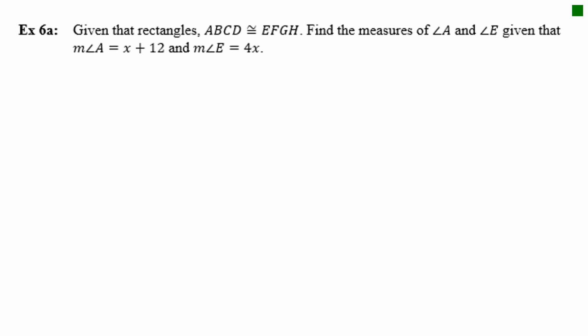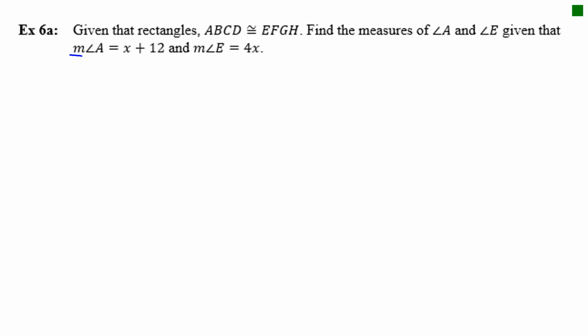Example 6a. Given that rectangle ABCD is congruent to EFGH, find the measures of angle A and angle E, given that the measure of angle A is equal to x plus 12, and the measure of angle E is equal to 4x. This is similar to the previous example we just did, except now instead of finding the sides, we're finding the measures of angles. Keep in mind that this M in front of the angle just means measure. So we're trying to find the measure of angle A, we're trying to find the measure of angle E.